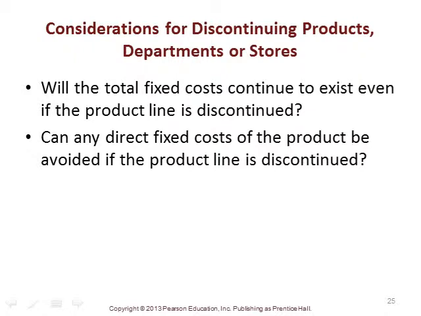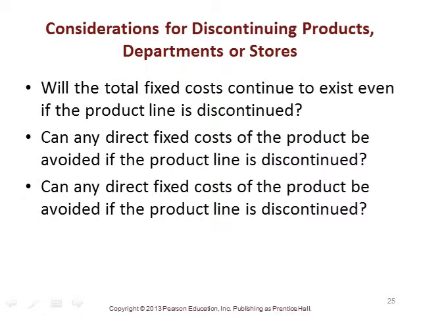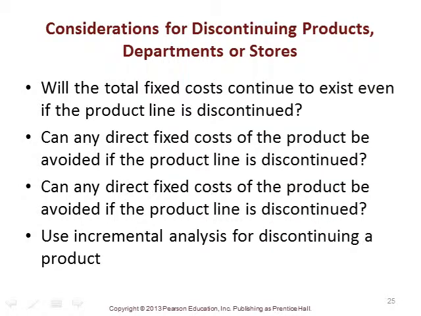Can any direct fixed cost of the product be avoided if the product line is discontinued, right? So we discontinue it and part of the fixed costs, if not all of them, go away. And then use incremental analysis for discontinuing a product.